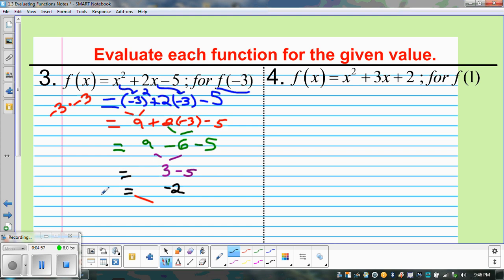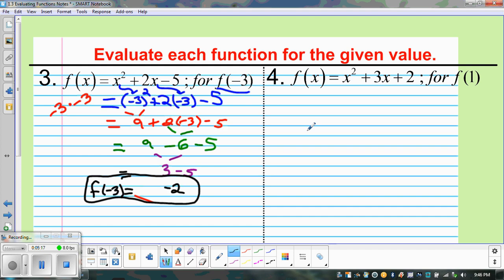So our final answer is going to look something like this. F of negative 3 is equal to negative 2. That means when I sub in a value of negative 3 for the x, the solution was negative 2. Take a moment, make sure you have all the work shown just as you see on here, so that when we check your notes in class, it will match.